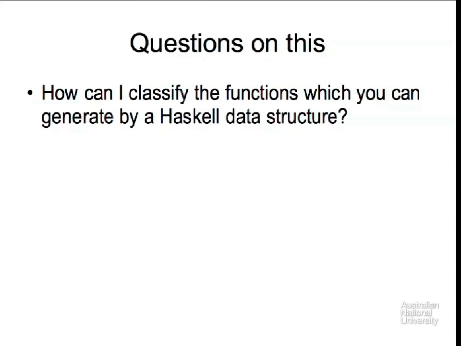So the question I have on this at the moment is how do I classify the functions which you can generate by a Haskell data structure? So for instance, we've seen we can get the constant 1, we can get the Fibonacci sequence, we can get exponentials. I have no idea in general what the values are.